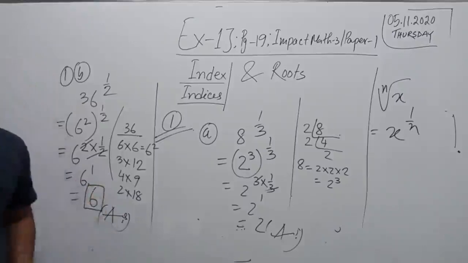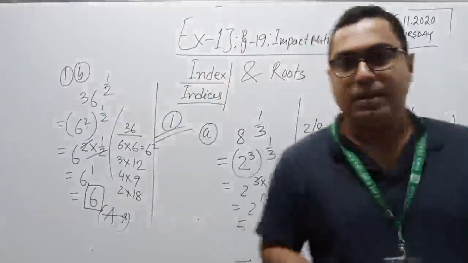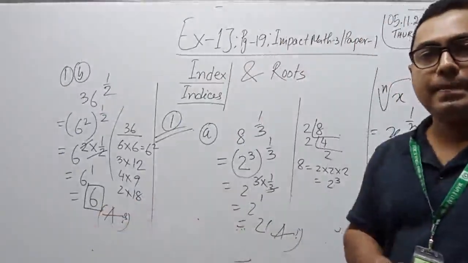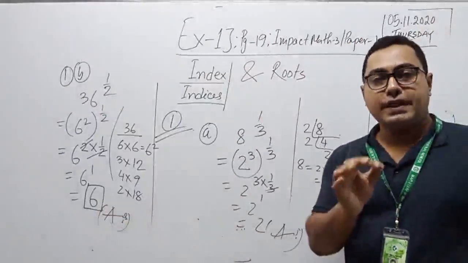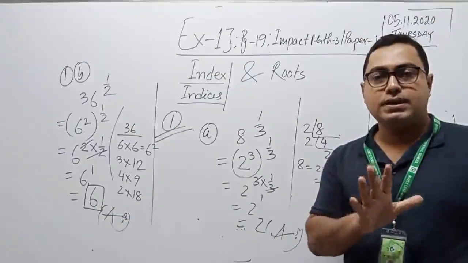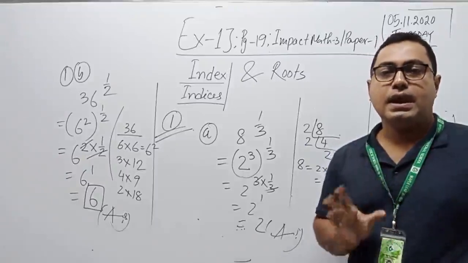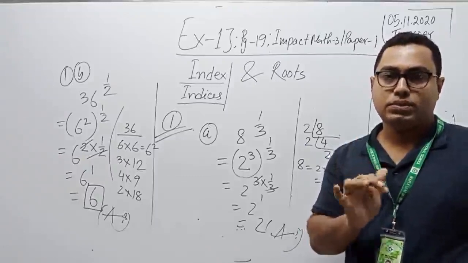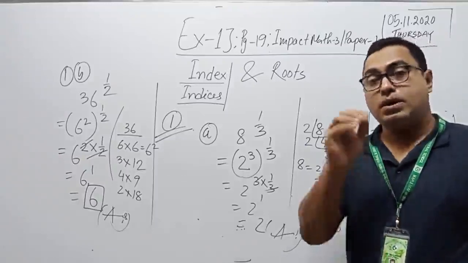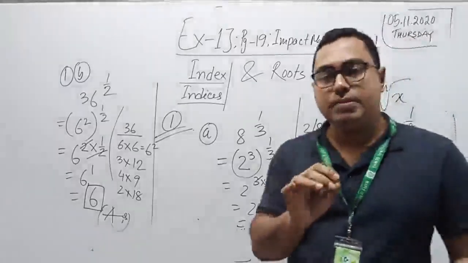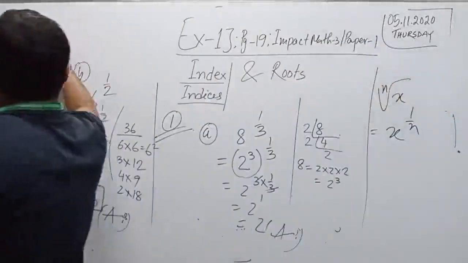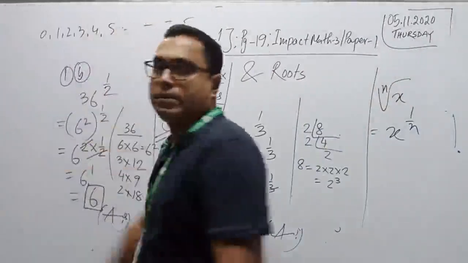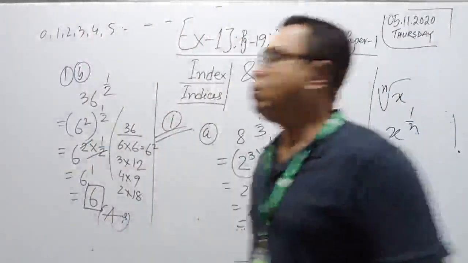This is a whole number. You know what a whole number is? Non-fractional, that is, there will not be any fraction. Numbers such as 1, 2, 3, 4, 5, like this. These numbers are whole numbers.